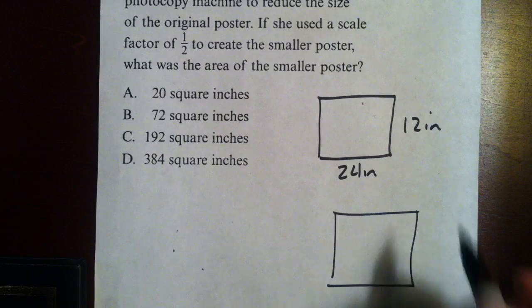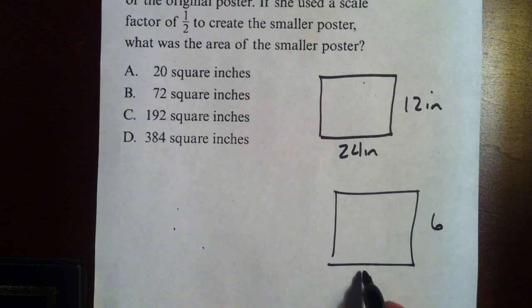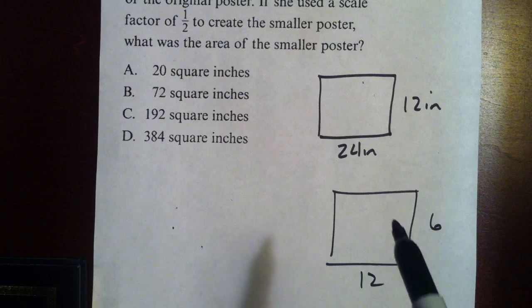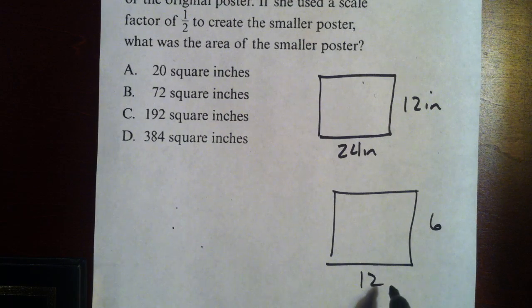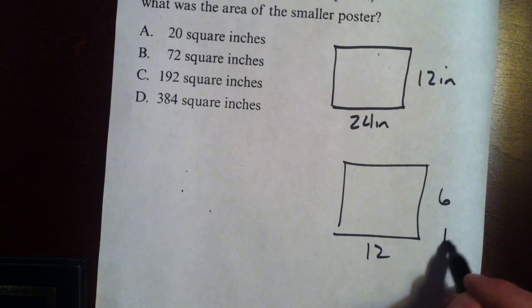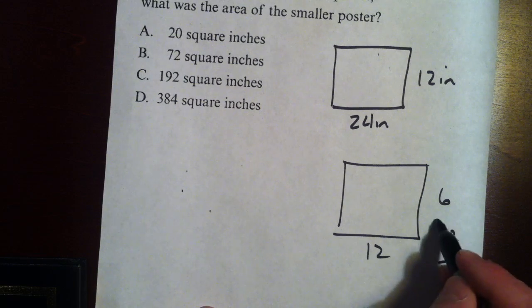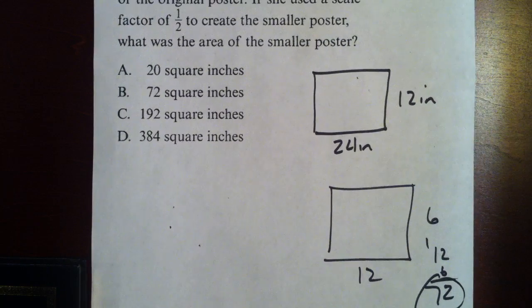Let's say 1/2. Well, 1/2 times 12 is 6. 1/2 times 24 is 12. Now, be careful, it's not asking us perimeter, it's asking us the area. And in order to get the area, we have to multiply the base times the height, okay, which is 12 times 6. 72 square inches. Answer is B.